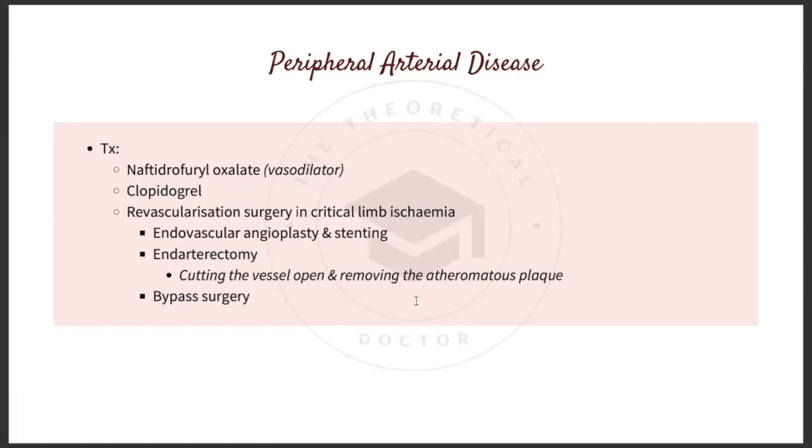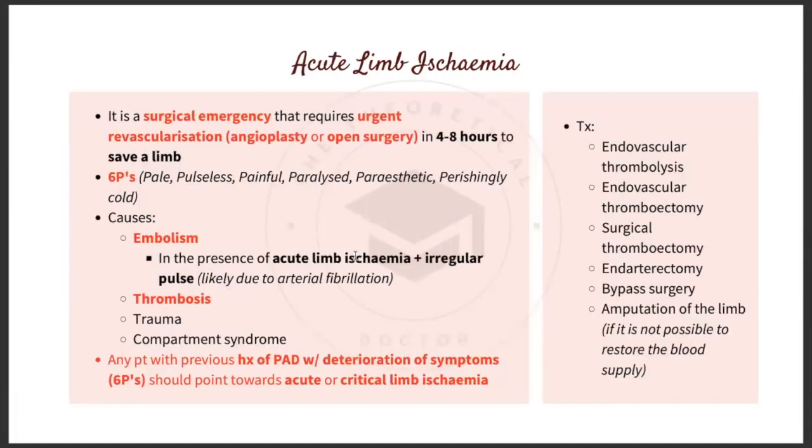Alright, so the treatment for this would be nafronyl oxalate, which is a vasodilator, and clopidogrel. Most of the time they would offer revascularization surgery, especially in critical limb ischemia, which is long-standing. There are a few: endovascular angioplasty and stenting, endarterectomy, and bypass surgery, depending on the degree of the occlusion. Next is acute limb ischemia.